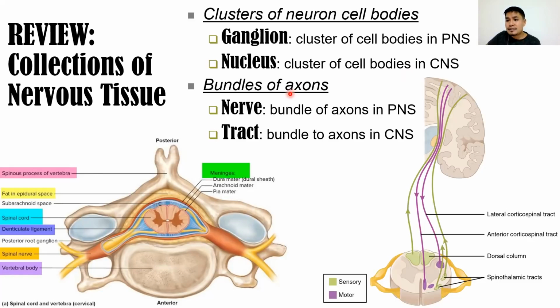And then how about the bundles of axons? We call it nerve, bundles of axons in the peripheral nervous system, nerves, spinal nerve. But the axons that are located in the central nervous system, we call them tracts. Central nervous system: nucleus, tracts. Peripheral nervous system, I want you to remember nerve, ganglion.